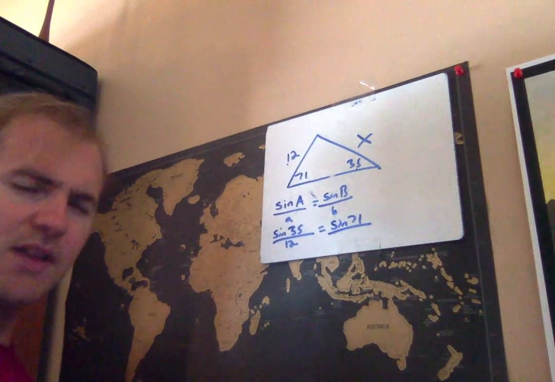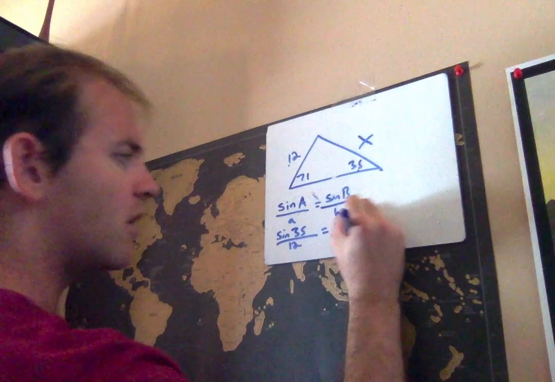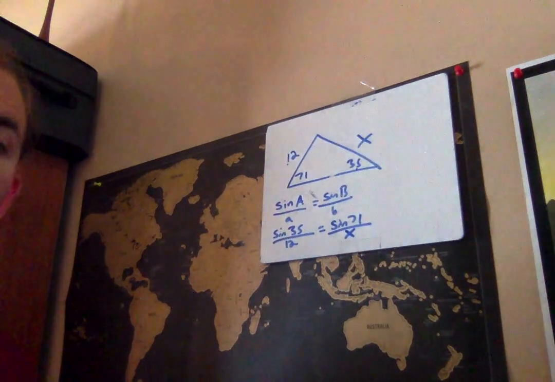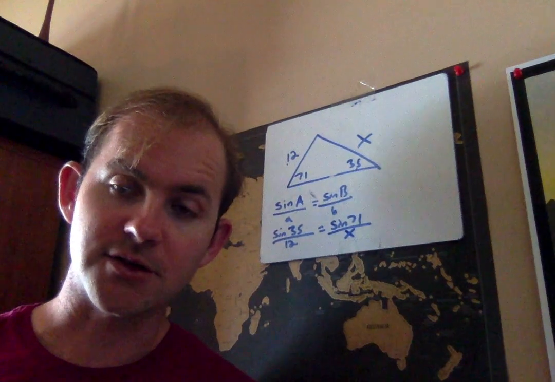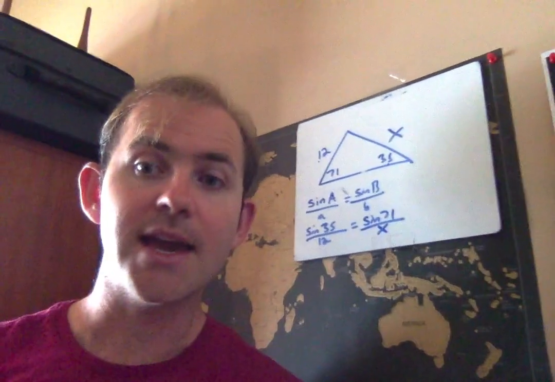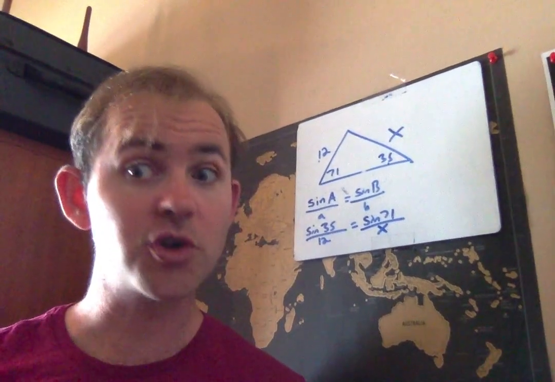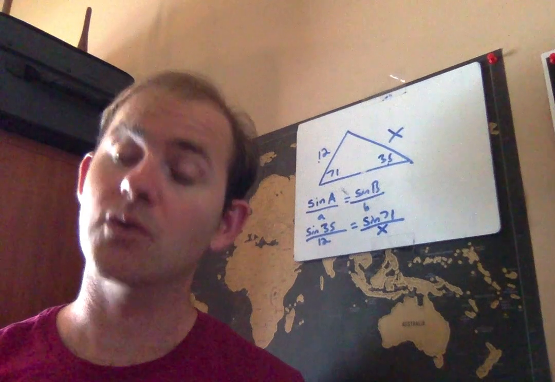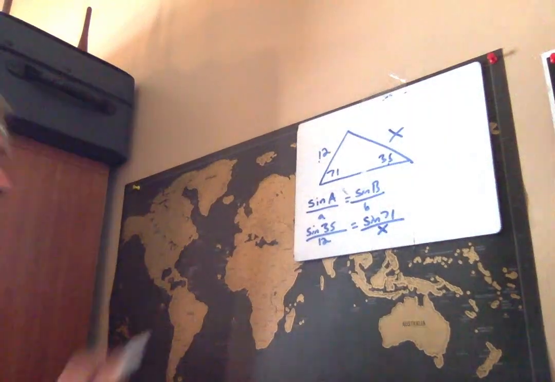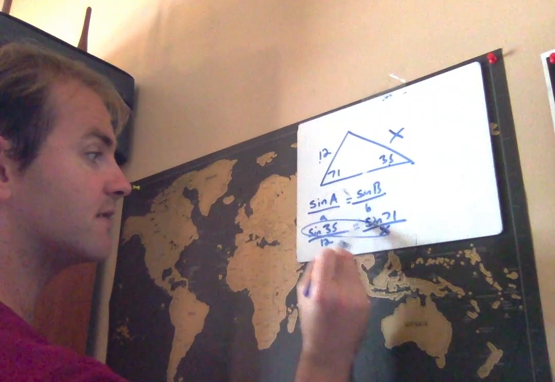Do I know the other side? No, so I'm going to call that X. Now, for those of you who remember Unit 7, there's a little tiny bit of algebra here. In Unit 7, we said that to solve a proportional equation, we're going to have to cross multiply. So let's cross multiply here and see what we get.